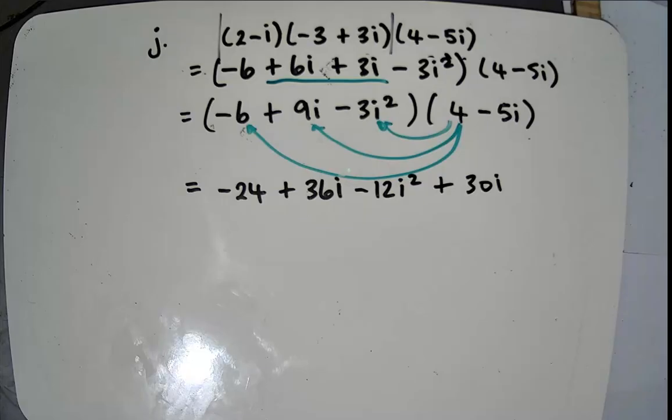Now multiplying the second part will be minus 5i times minus 6 will give us a positive 30i. Minus 5i times plus 9i will give us minus 45i squared. Minus 5i times minus 3i squared will give us plus 15i to the power 3.